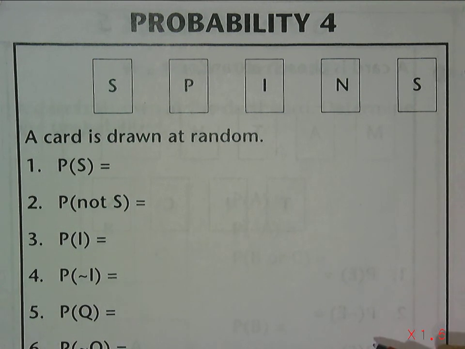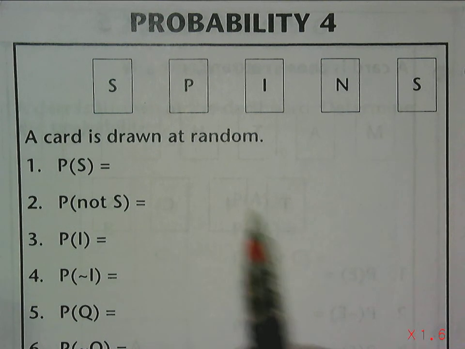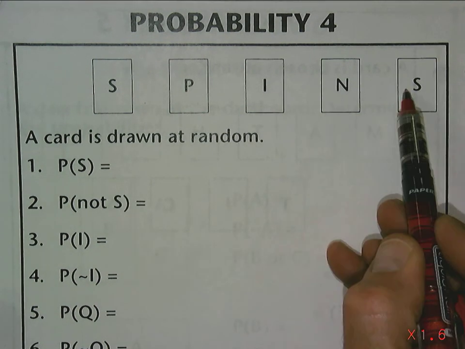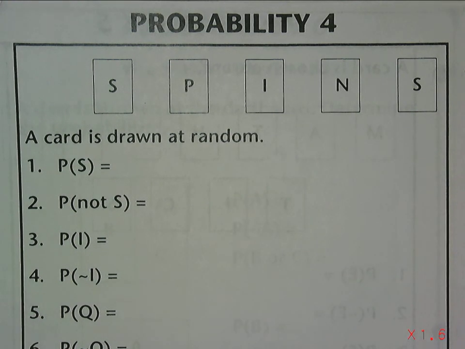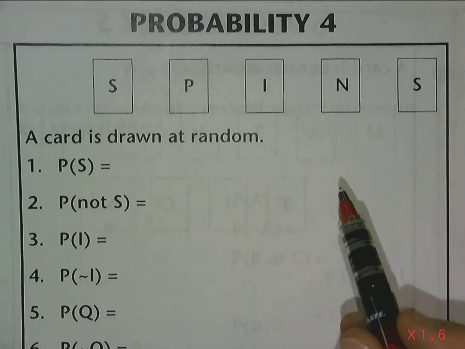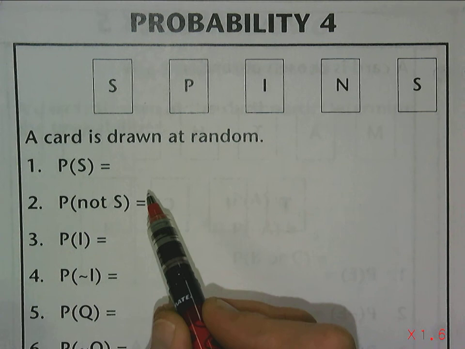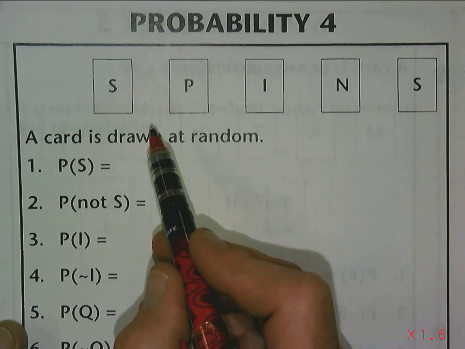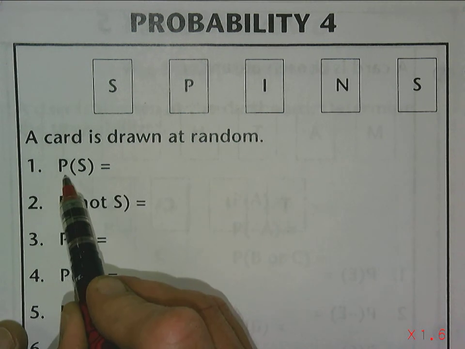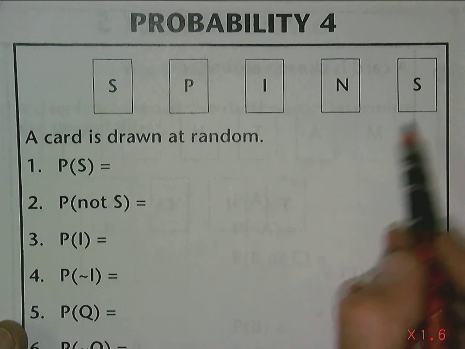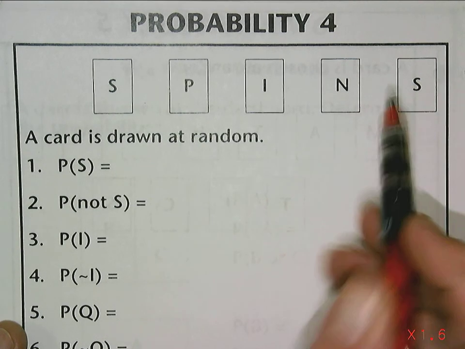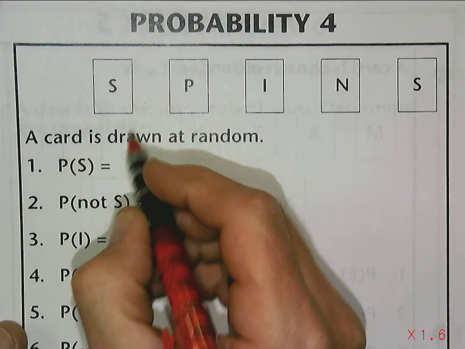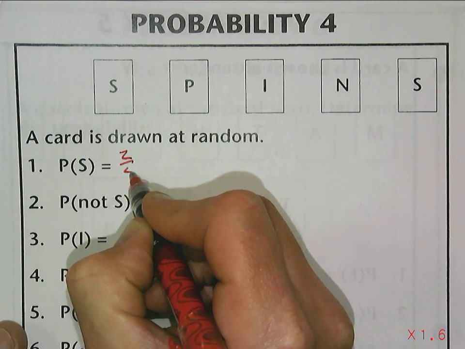So we're looking at probability number 4 from the probability packet, and we have these 5 cards, 1, 2, 3, 4, 5, that are lettered, and it's like a little deck of cards, and if we were to randomly pick one of these cards, we have some probabilities that we can answer here. So the probability of pulling an S out of this group of cards is 2 out of 5. There's 5 cards.